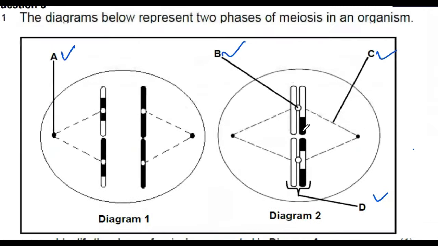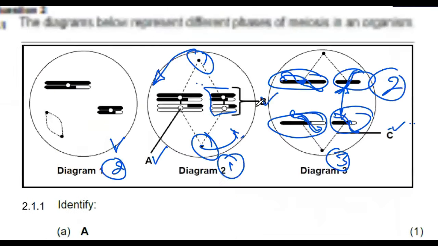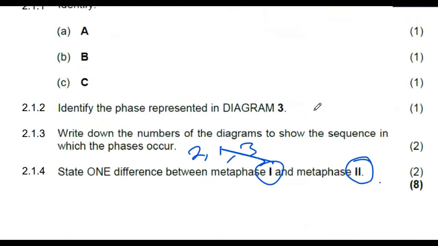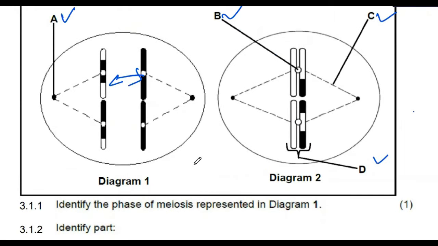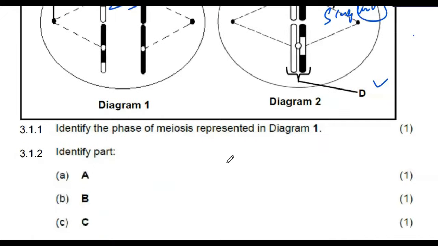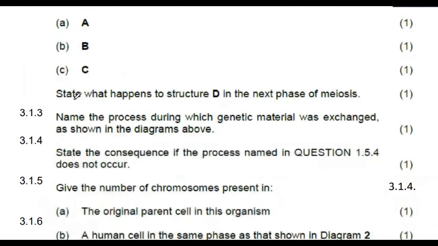Identify the phase of meiosis in diagram 1. Diagram 1, because the chromatids are separating, is the same thing as this one, exactly the same. So it's going to be Anaphase 2. And then this one is going to be Metaphase 2, because the chromosomes are aligned along the equator singly. Then they're saying identify the phase. You are done with that.